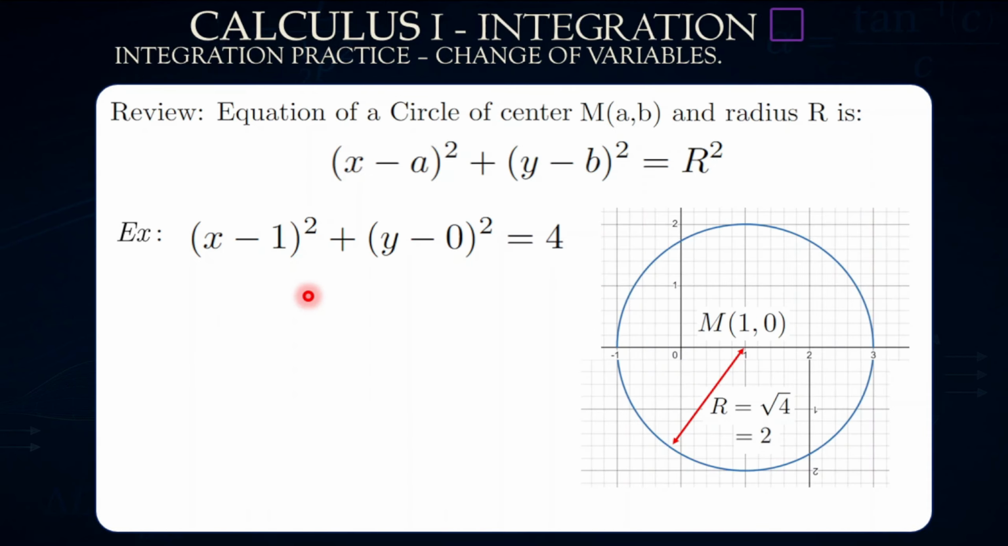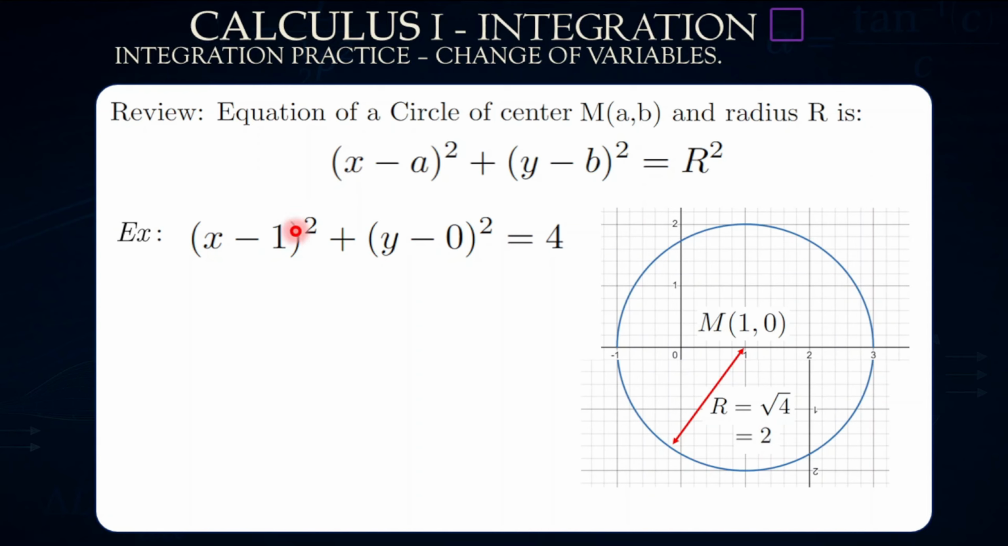Now, for the purpose of the next problem, we're going to review the equation of a circle. Let's say you have a circle of center M of coordinates a and b respectively, x and y of the center of this circle, and radius r. The equation of this circle would be (x minus a) squared plus (y minus b) squared equal r squared. Of course, when you have a circle centered around the origin, which is O (0, 0), the equation becomes x squared plus y squared equal to r squared.